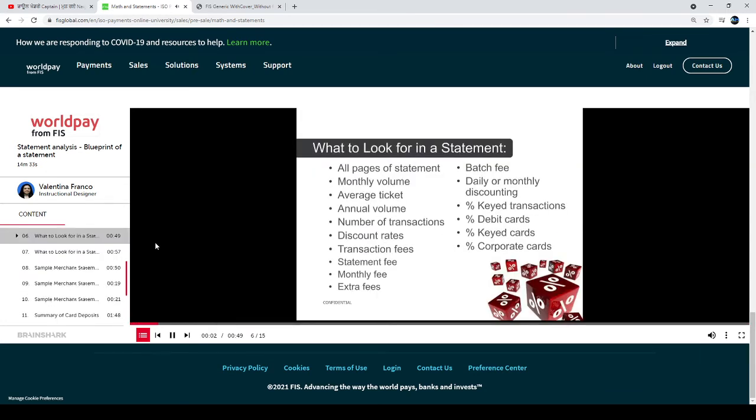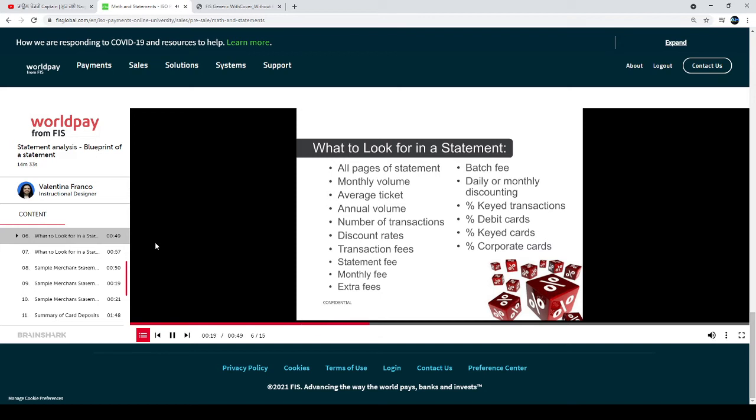Here are some important points to look for in each statement. We want to look for the monthly volume. How large is this merchant? We also want to take into consideration the average ticket. It's very important to understand the average ticket to set them up in the right pricing program.